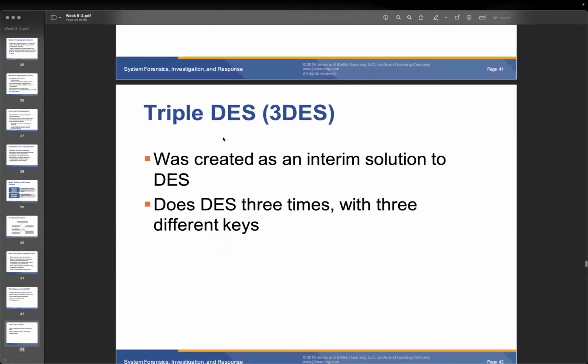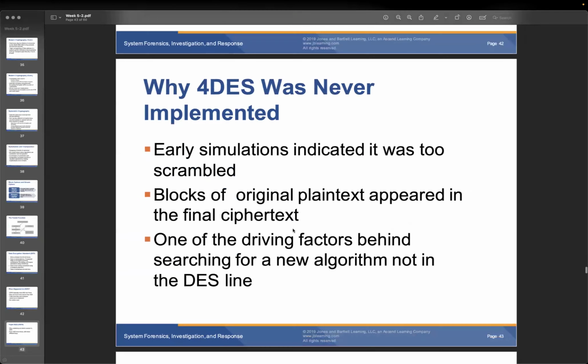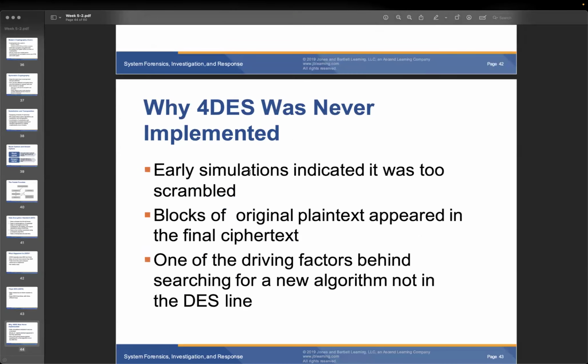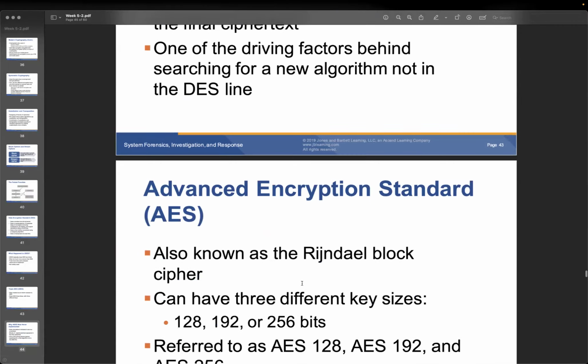Later we created what is called Triple DES, or 3DES, as a solution to DES. It does DES three times with three different keys. So it's repeated, which makes it more complex. And how about a 4DES? We never did that, because early simulation indicated it would be too scrambled. All the block or original flags appear in the final ciphertext, and it was also a driving factor behind searching for a new algorithm, so it's not in the DES line. This is what it looks like.